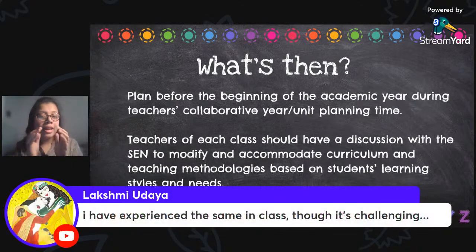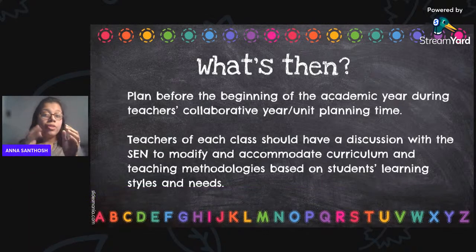Teachers of each class can have discussions with the SEN teacher to modify and accommodate the curriculum and teaching methodologies based on students' learning styles and needs. It would be very much appreciated if the leaders of the school could give a separate group session for each class teacher with the SEN teacher to discuss and prepare the unit plan or year plan to address the needs of all students. Then I think we could implement inclusion in our classrooms. So that's what I feel. You may have other ideas or plans regarding this, but this is what I feel we need to follow in our schools to implement inclusive education.